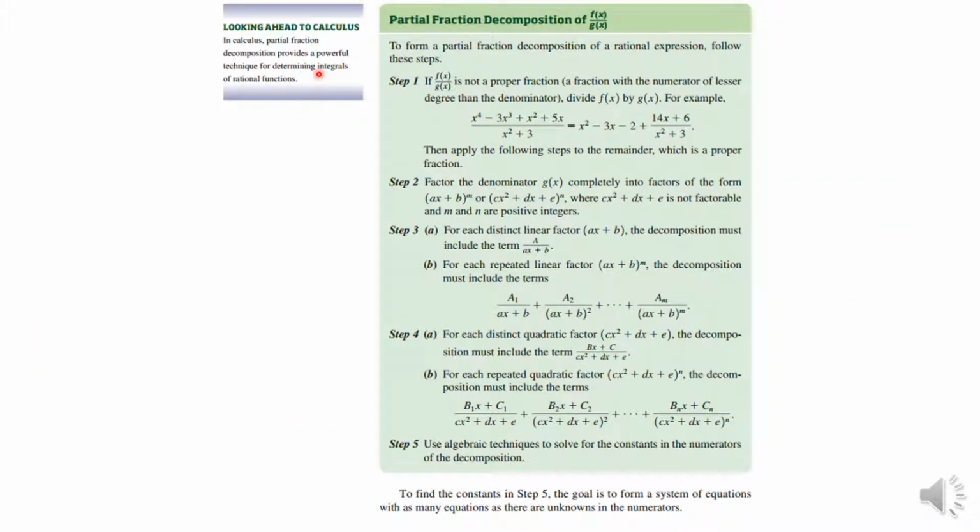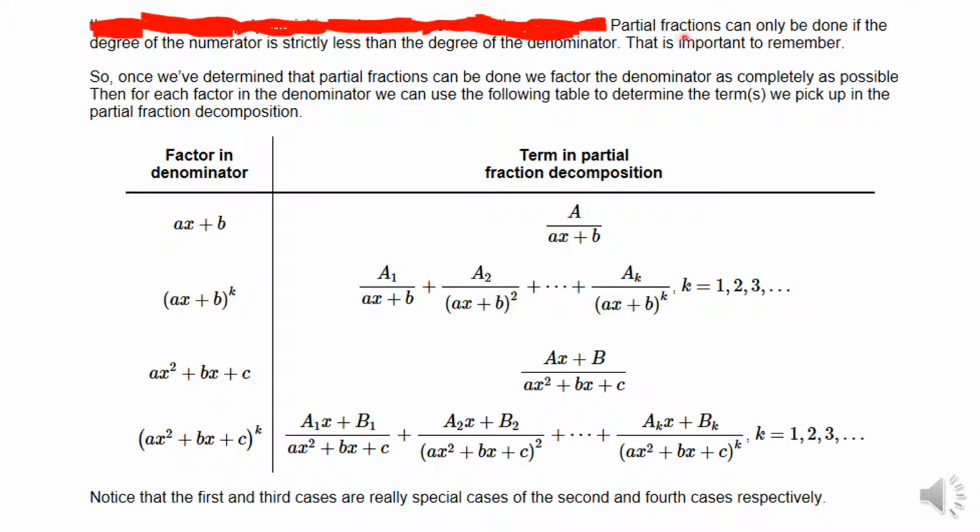This is important in calculus. This is the only way you can do some calculus problems. The discussion in your book, shown here, some students find awkward and prefer mine. Partial fractions can only be done if the degree of the numerator is strictly less than the degree of the denominator. If that isn't the case, you must do long division first.